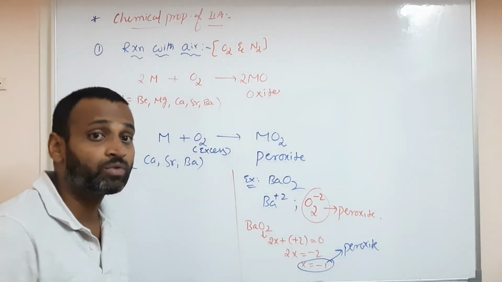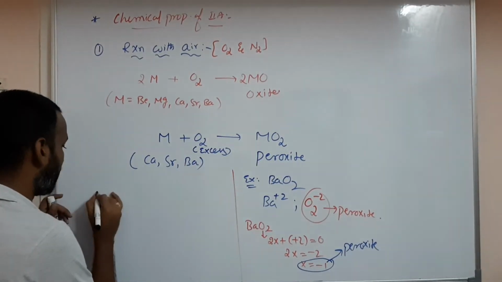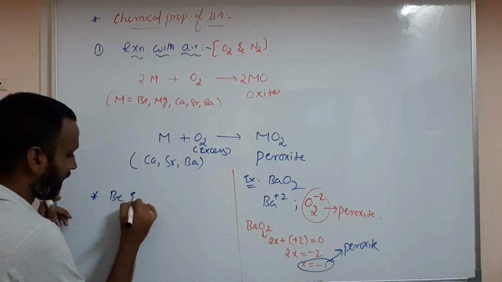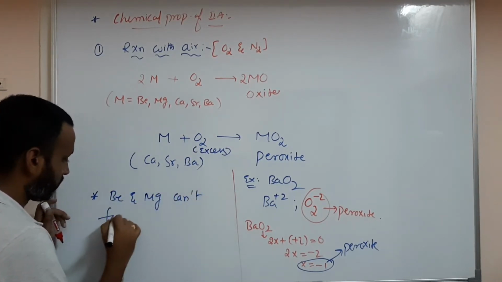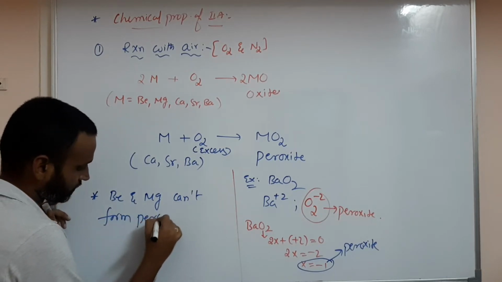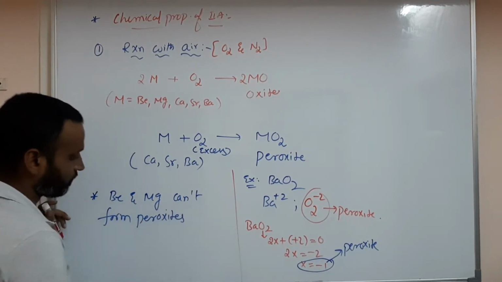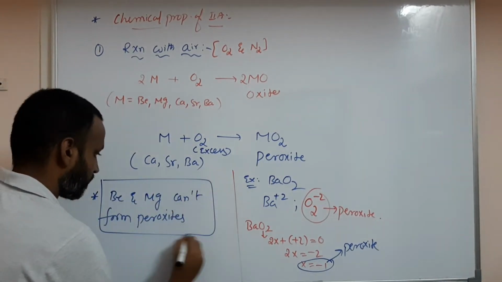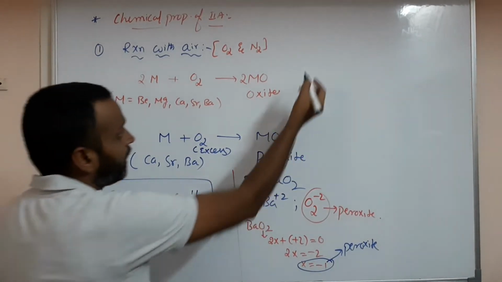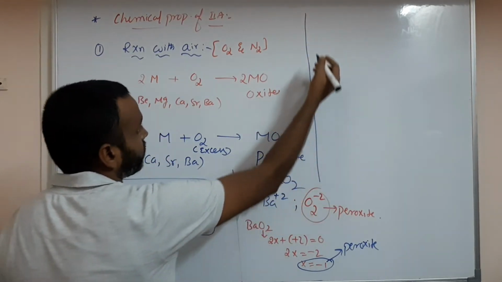But who cannot form peroxide? That you also have to write here. Beryllium and magnesium cannot form peroxides. So this is very, very important. Okay, an important point, this one. You have to know it. And next, with nitrogen, what happens?